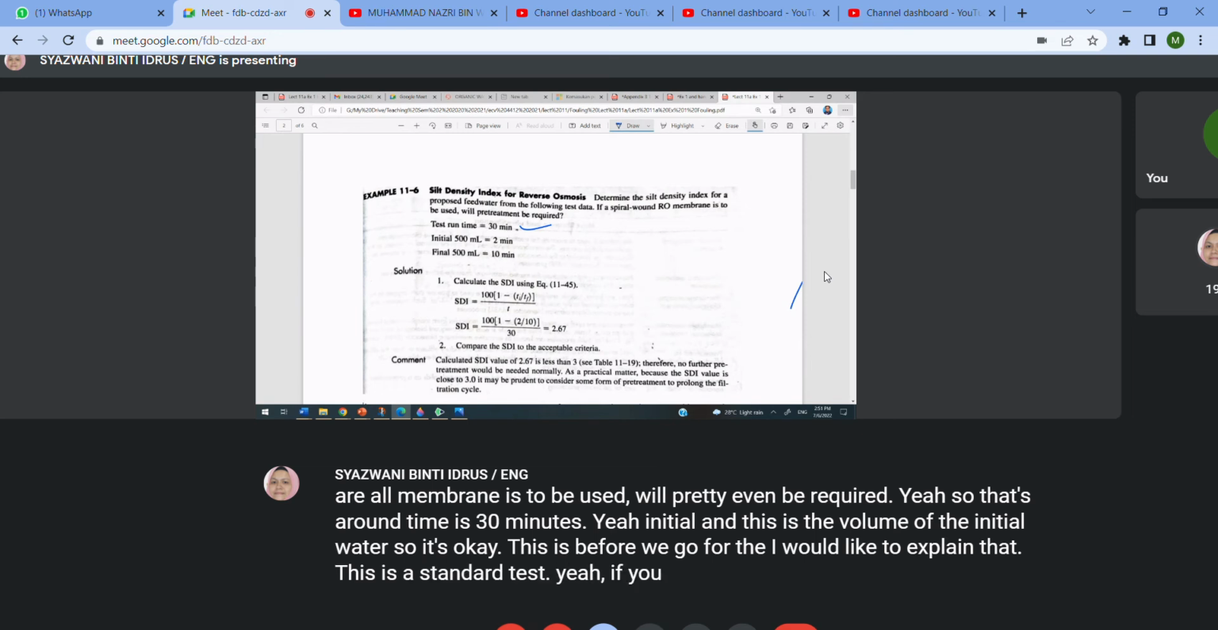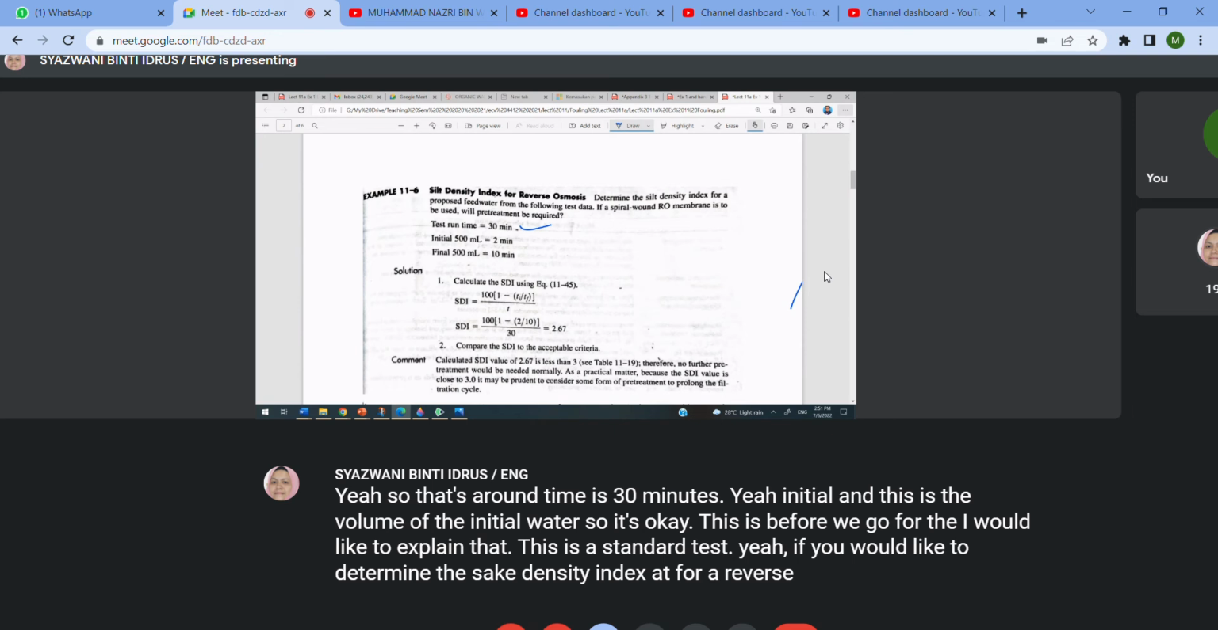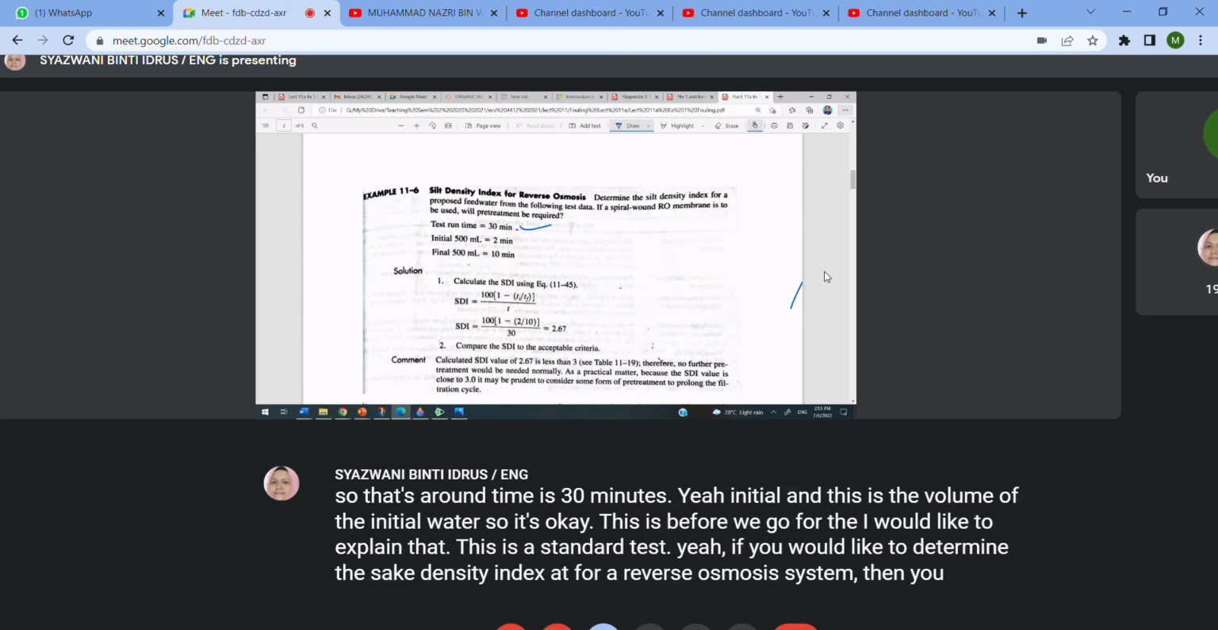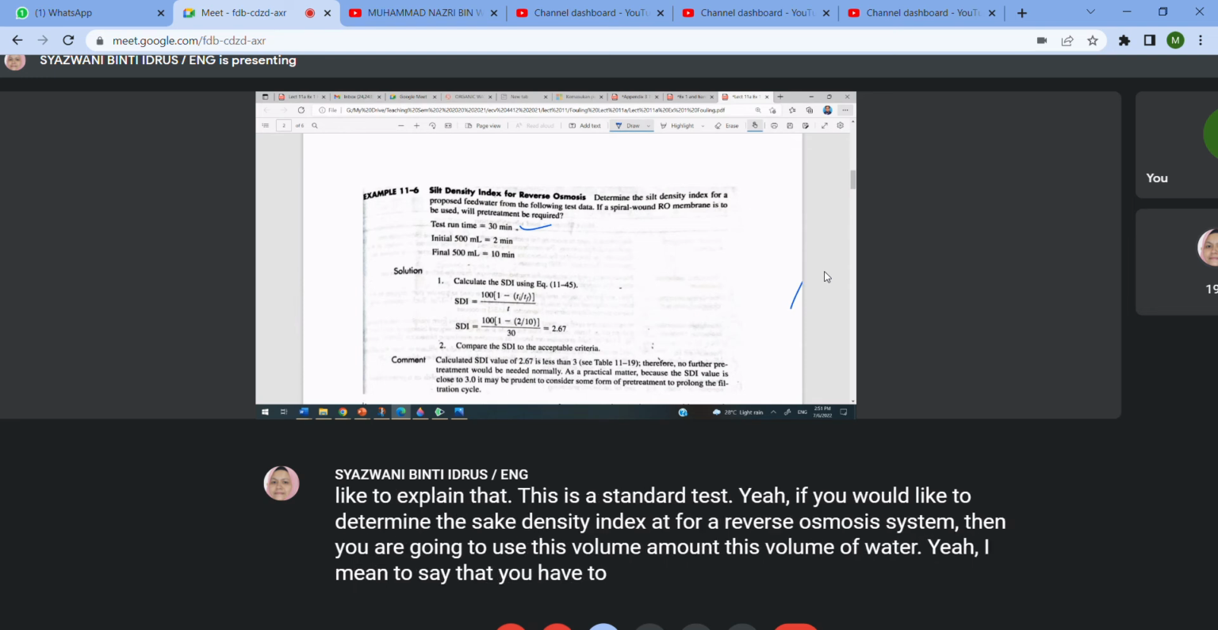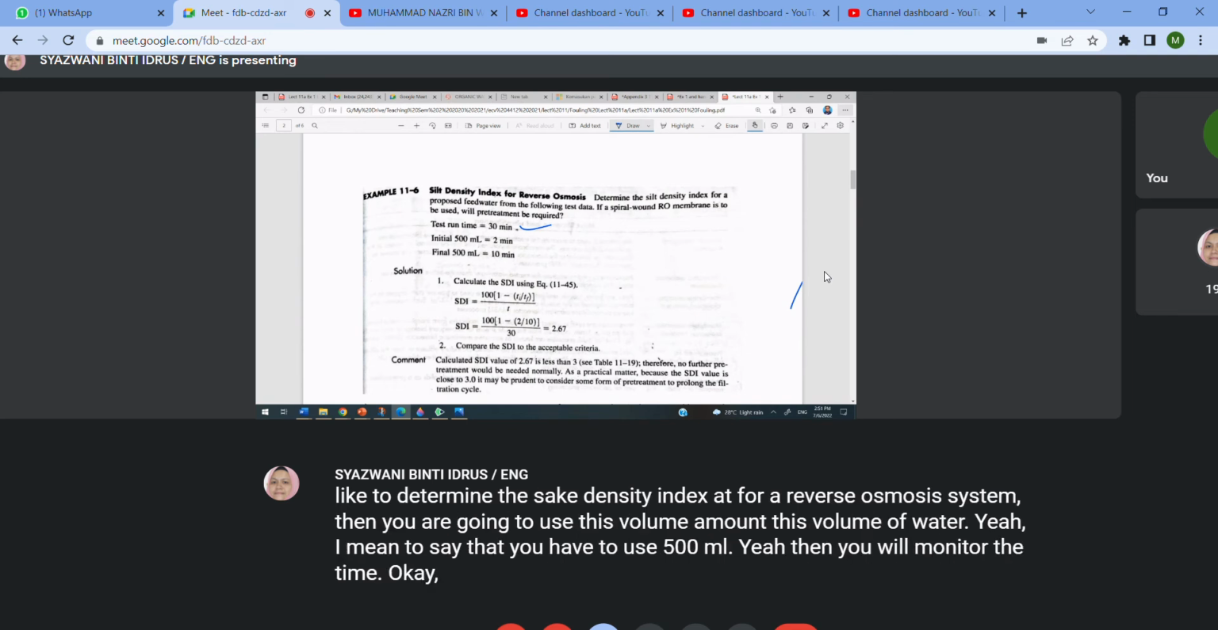If you would like to determine the silt density index for a reverse osmosis system, then you are going to use this volume of water, meaning that you have to use 500 ml, and then you will monitor the time. That's how we monitor the performance of the membrane.